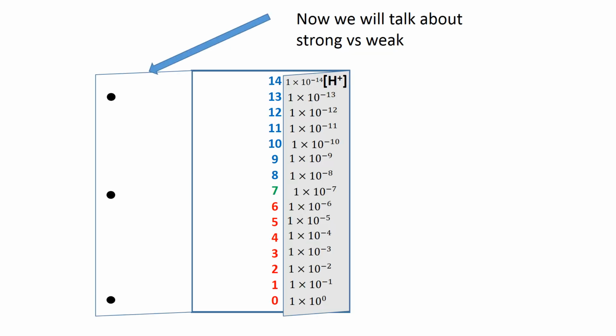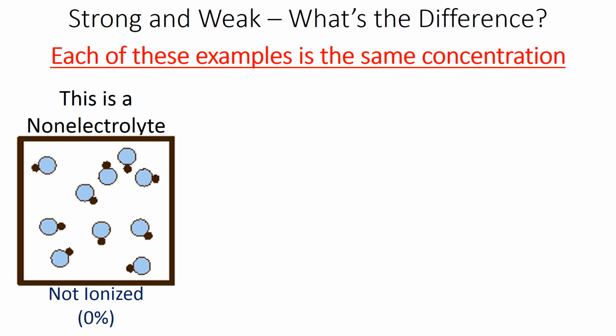Now let's continue with our foldable, and we're going to look at the inside flap, and we're going to talk about strong and weak. Before we do that, let's talk a little bit about electrolytes. This is a review from what you already know. An electrolyte is something that splits into positive and negative ions, and therefore, since it has mobile ions, mobile charges, it can conduct electricity. This is an example of a non-electrolyte.